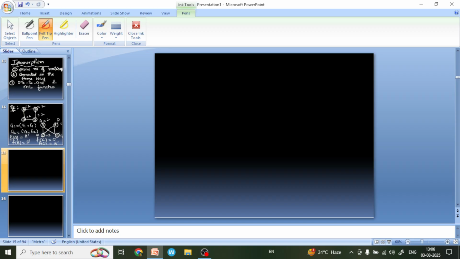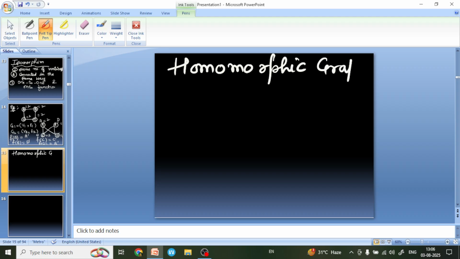Now next topic is homomorphic graph. What is a homomorphic graph? When we obtain a new graph by dividing an edge of a graph with additional vertices, the graphs G and G star are said to be homomorphic if they can be obtained from the same graph.